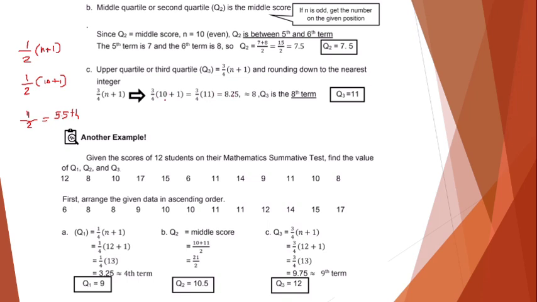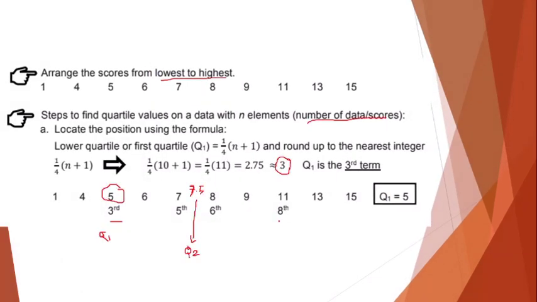So plus 11 times 33 over 4. So divide. You have 8.5. So similar to 8, so quartile 3 is in the 8th term. So ano po 11? So this is your quartile 3. Okay, ganun po yung computation.